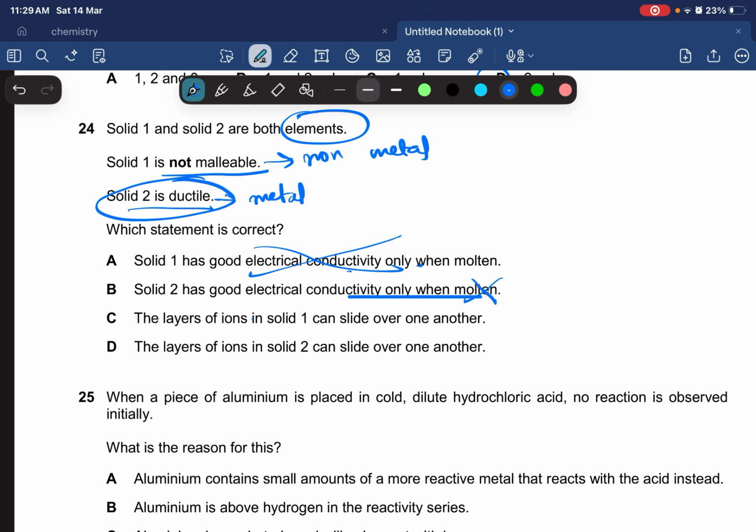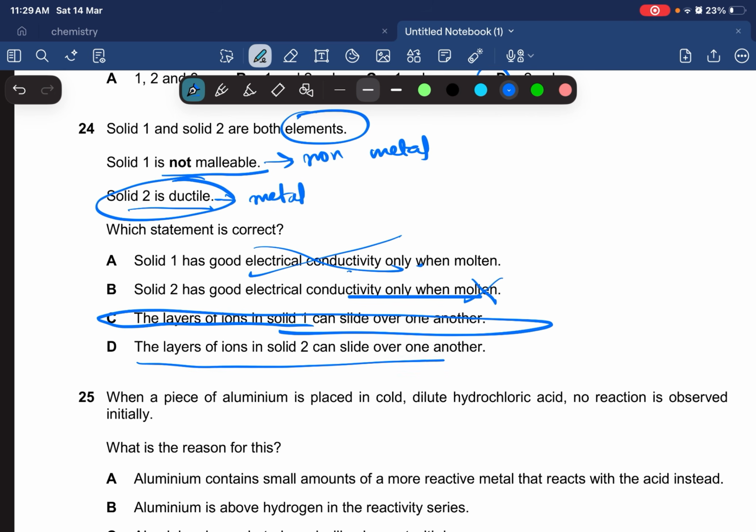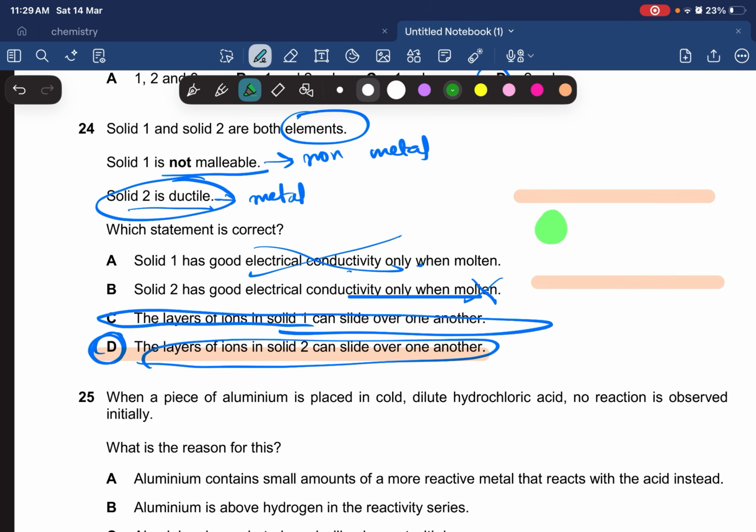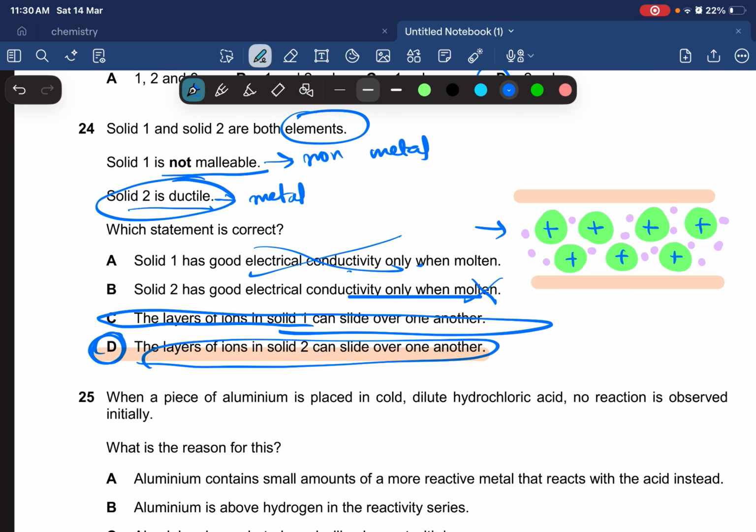The layers of ions in solid 1? They're not going to be layers of ions, because solid 1 we're considering to be a non-metal. The layers of ions in solid 2 can slide over each other. Yes, that's correct. And why can these layers slide over each other? We're dealing with a metal, and metals form positive ions. There's also a sea of delocalized electrons wandering here and there. That's the metallic lattice. So when we apply force, the layers can slide.